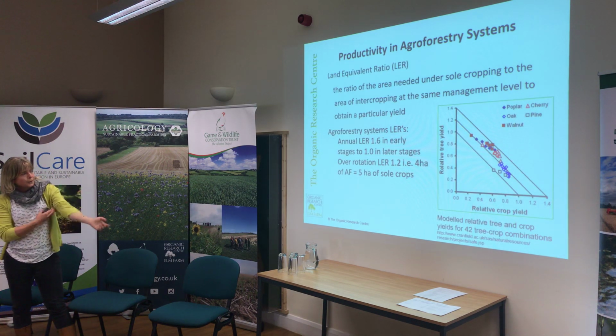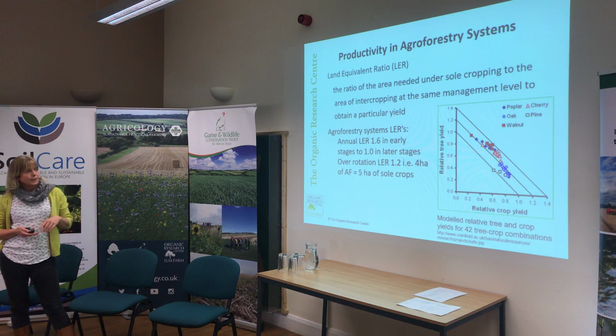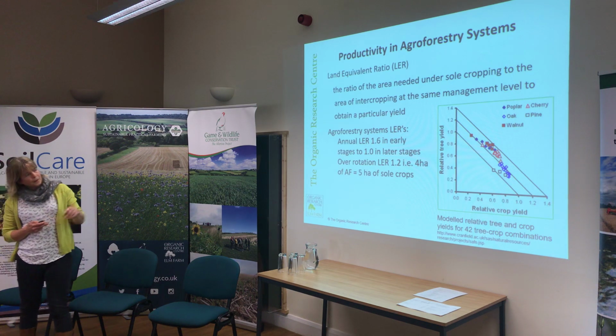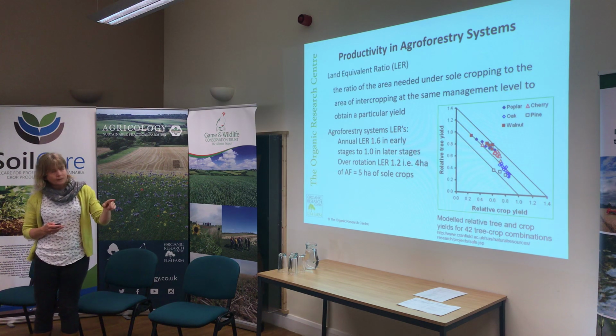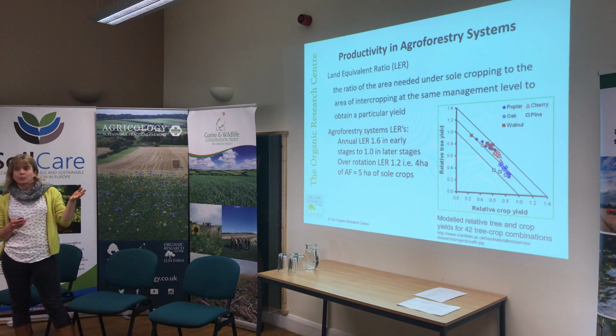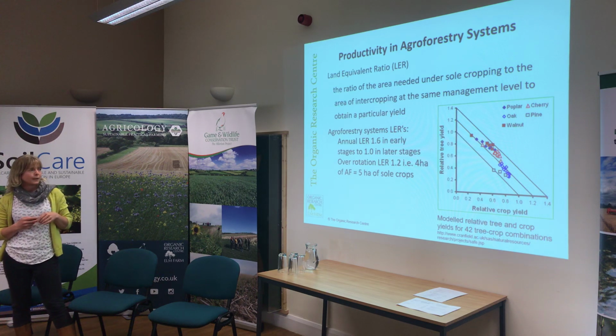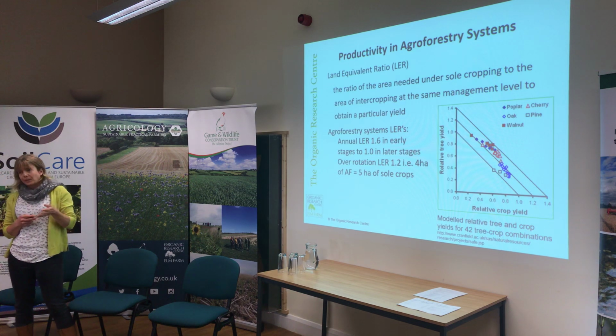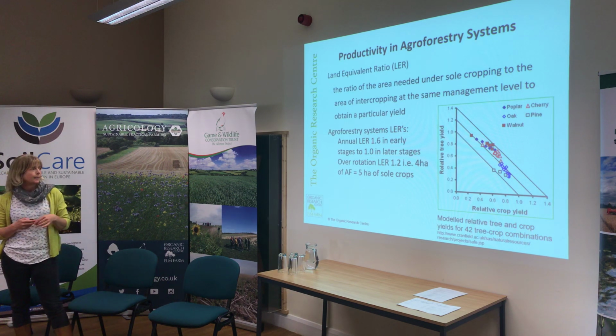So this graph shows the land equivalent ratio of different agroforestry systems. The line going from 1 to 1 means that the agroforestry system will be producing the same as a monocropping system, and you can see that these various agroforestry systems sit above that line, so they're more productive overall than a monocropping system.